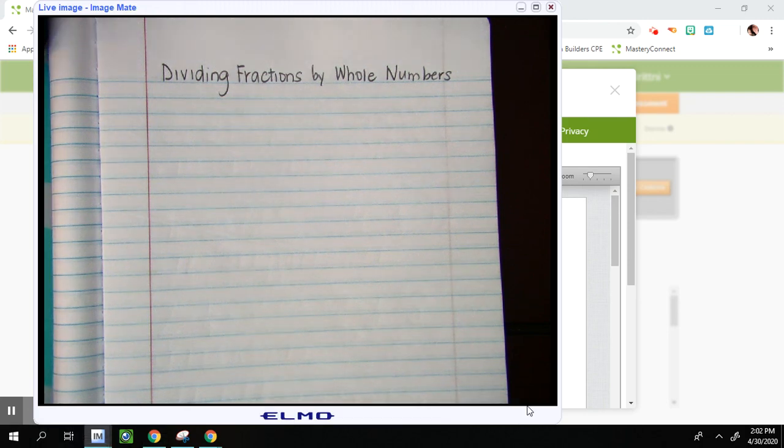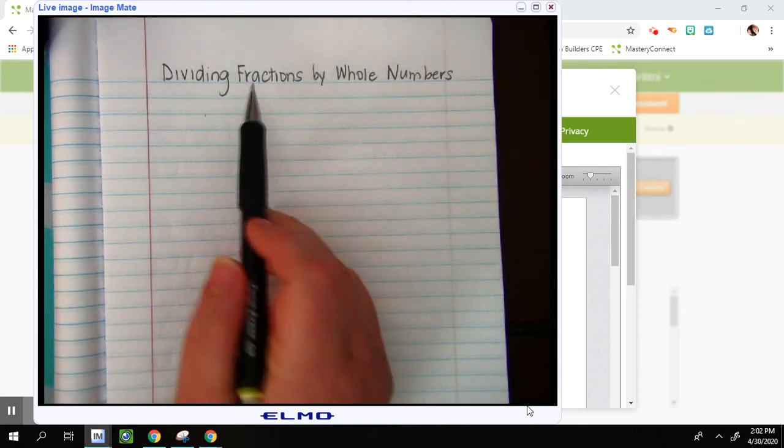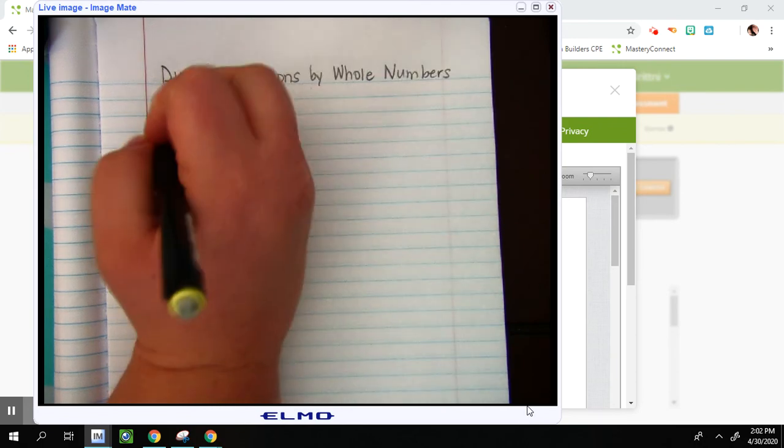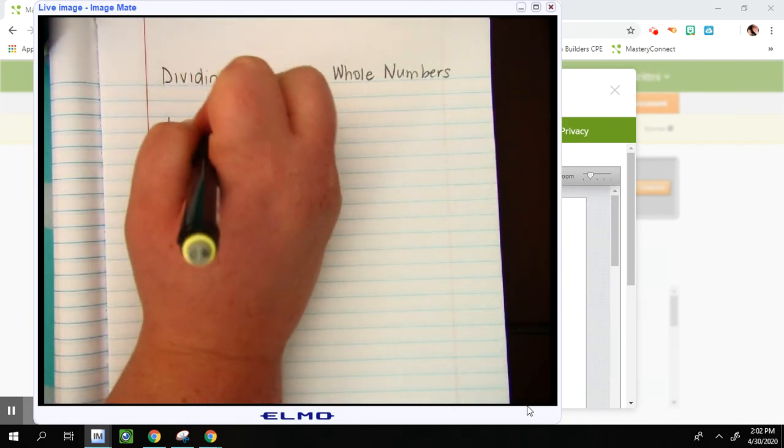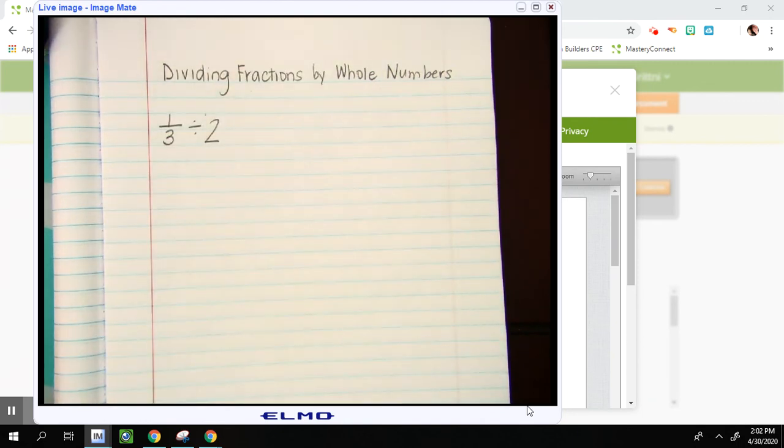All right, so in our last video, we looked at dividing a whole number by a fraction, but now we're going to see what happens when you flip it and you divide a fraction by a whole number. So for example, let's look at the problem 1/3 divided by 2. So we're going to look at how to solve this problem first using a model.